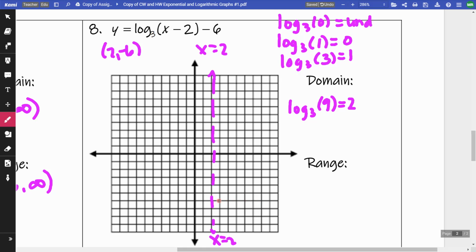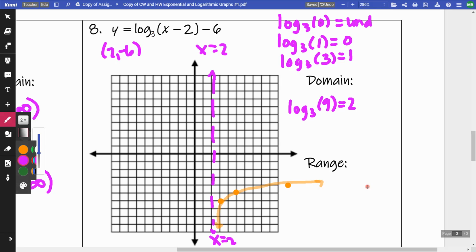So as I go out 1, log base 3 of 1 is 0. Log base 3 of 3 is 1. 4, 5, 6, 7, 8, 9. Log base 3 of 9 is 2. Okay, and then I'm going to connect. And here's my graph.